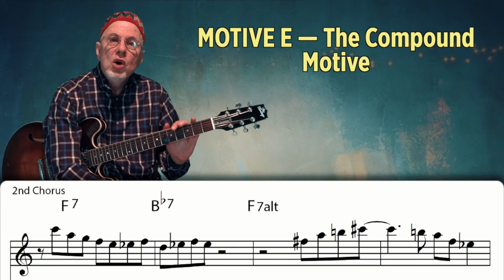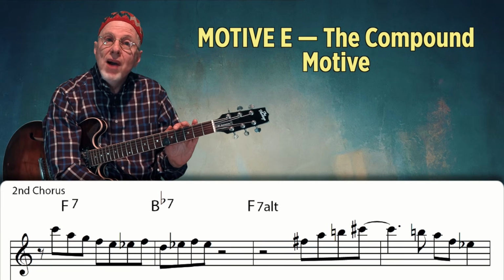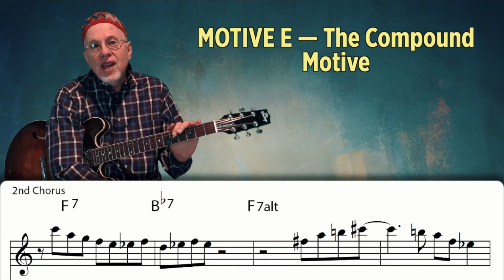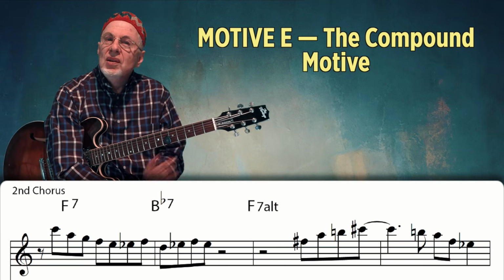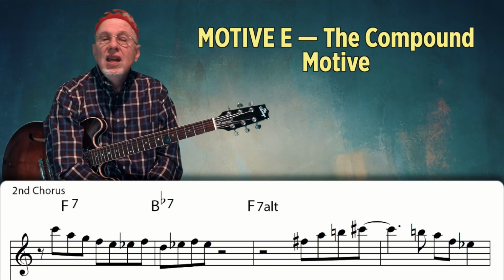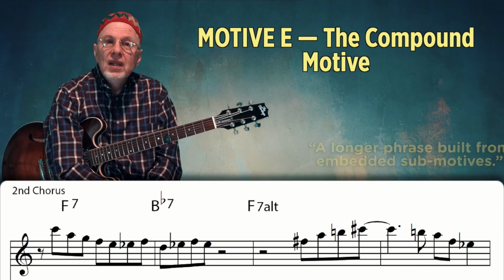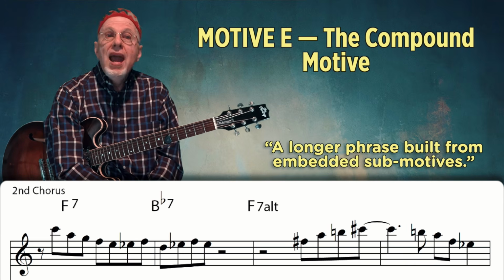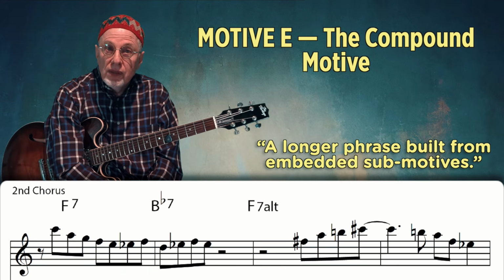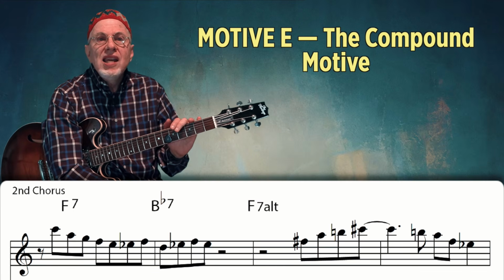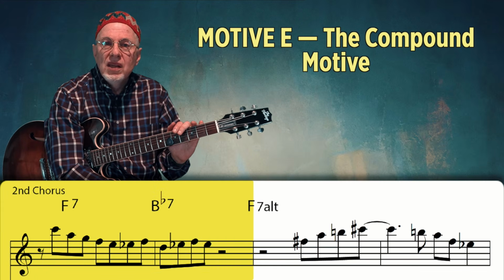Okay, here we have motive E, the compound motive. Where motives A through D are shorter cells, motif E is a compound motive, a longer phrase built from embedded submotifs. And here you are seeing it in measures 13 and 14.